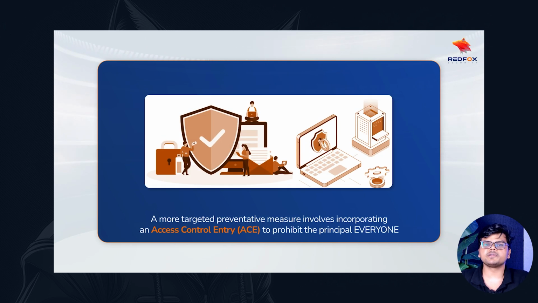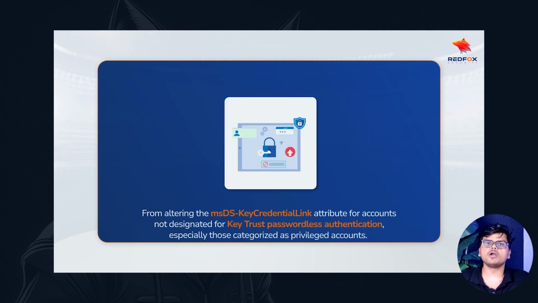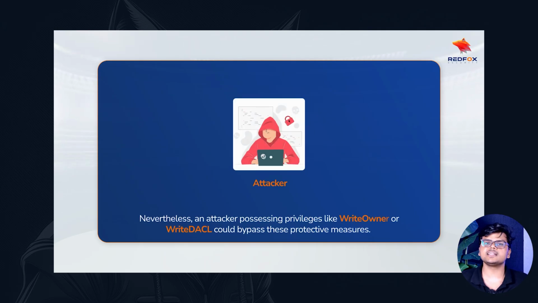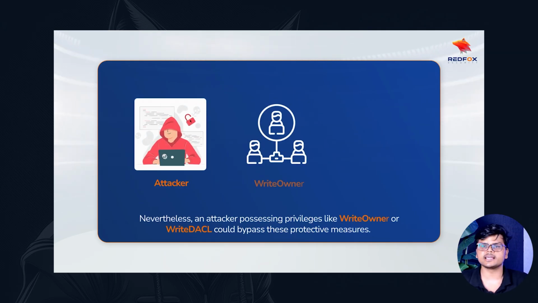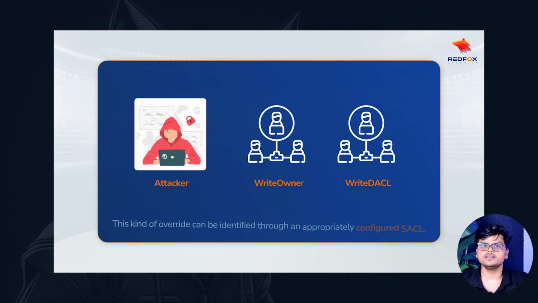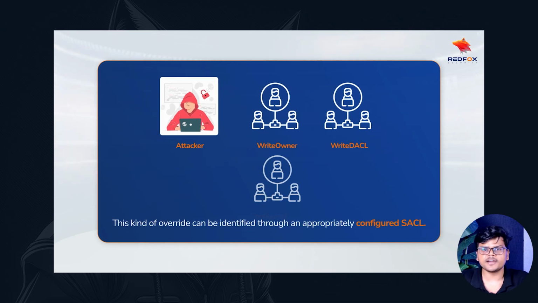A more targeted preventive measure involves incorporating an access control entry to prohibit the principal Everyone from altering the msDS-KeyCredentialLink attribute for accounts not designated for key trust passwordless authentication, especially those categorized as privileged accounts. Nevertheless, an attacker possessing privileges like WriteOwner or WriteDACL could bypass these protective measures. This kind of override can be identified through an appropriately configured SACL.